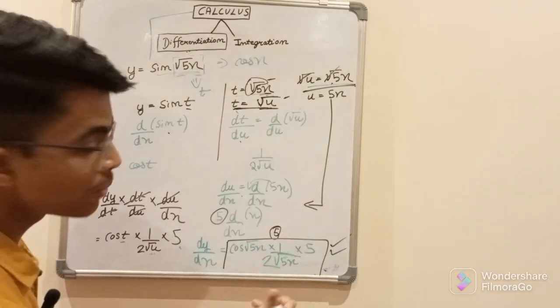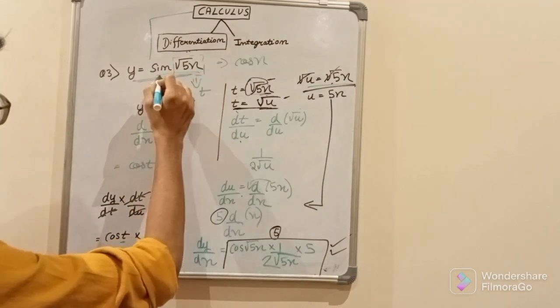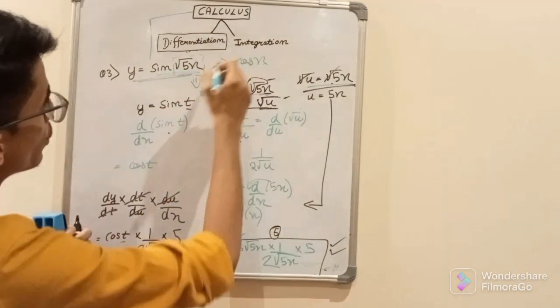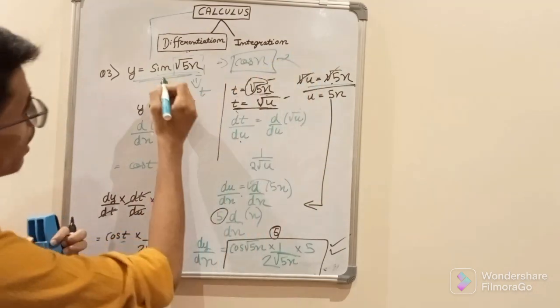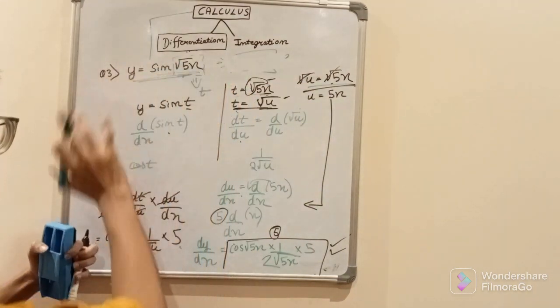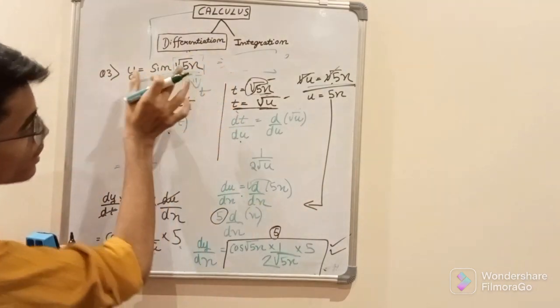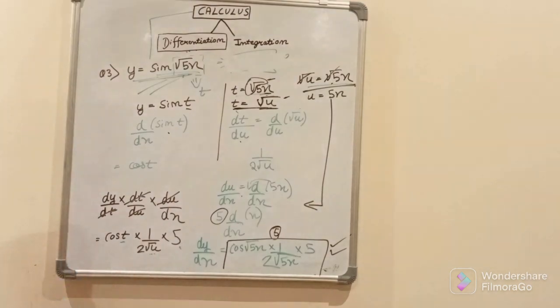Now this had to be solved with the help of the chain rule because we just have the formula of sin x. We do not have the formula for sin root 5x. So in this case the formula method fails. We have to use only and only the chain rule in order to differentiate such questions.